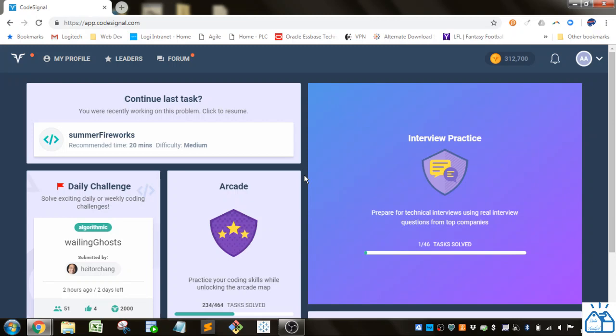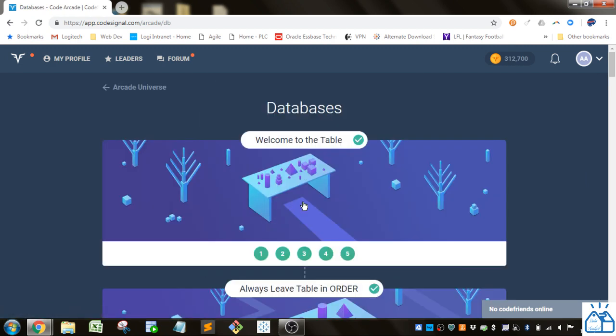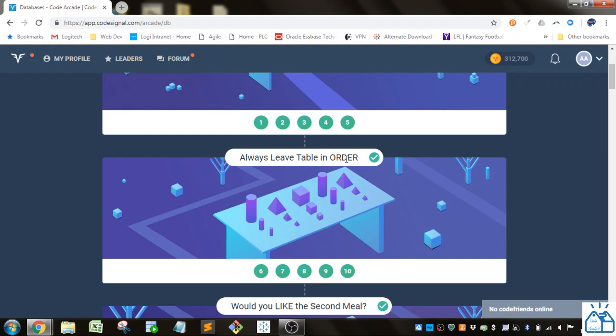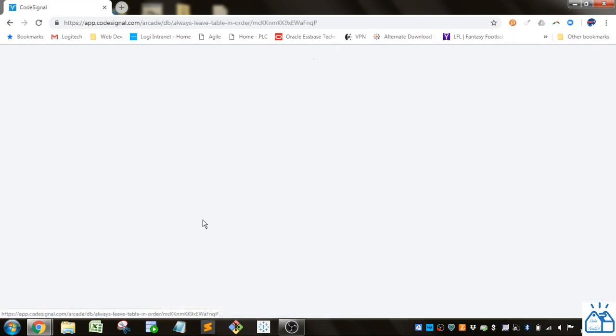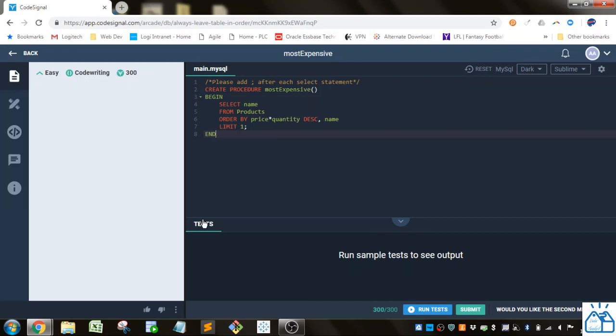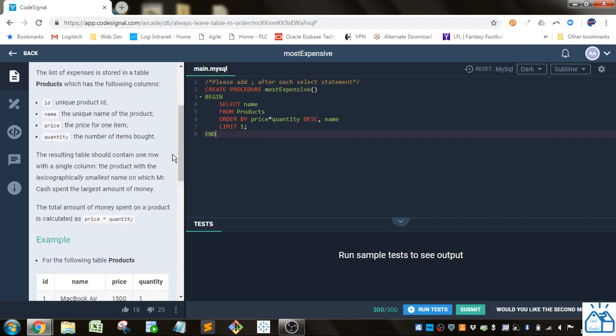Today we're going back to our CodeSignal exercises on database SQL. So we're going to go to the arcade section and the database section. We're now on the always leave table and order section, and we left off on number 7, most expensive. So it's got a bunch of flavor text. I'm just going to go back down to here.